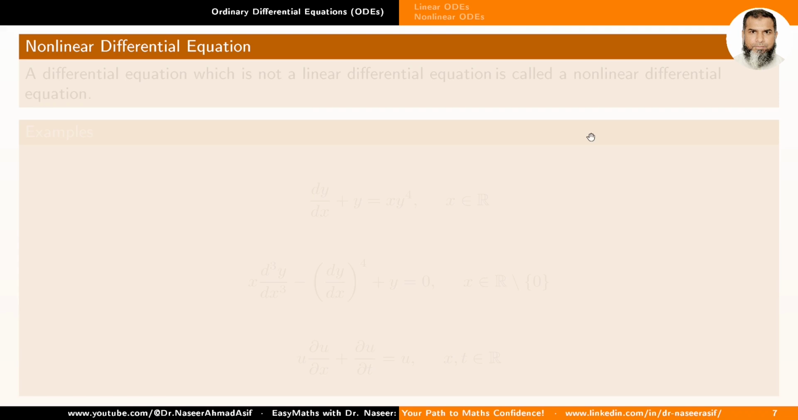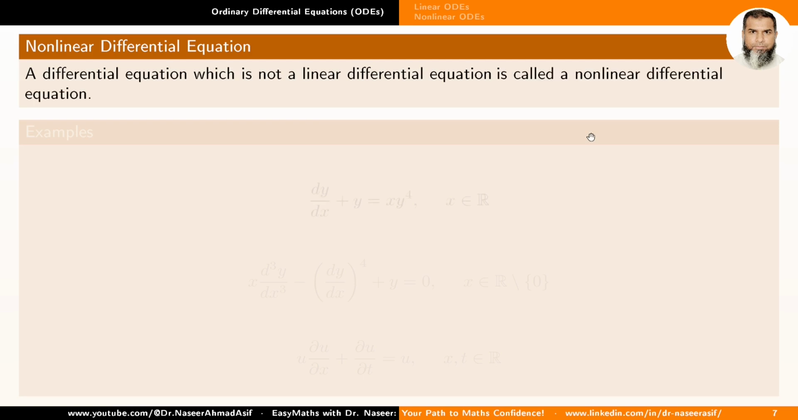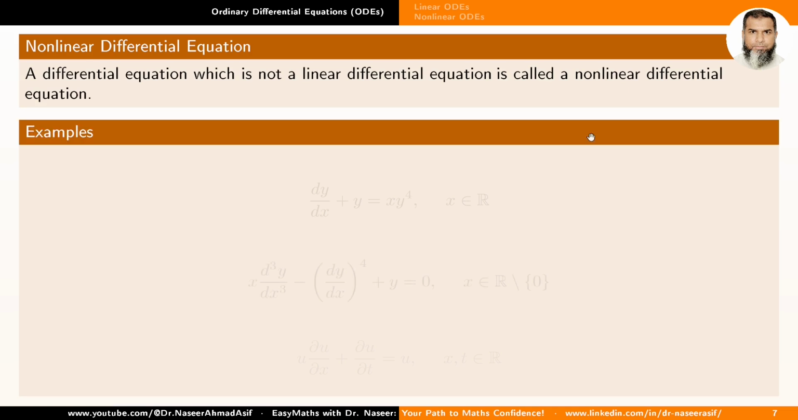Nonlinear differential equation. A differential equation which is not a linear differential equation is called a nonlinear differential equation. See some examples. This is dy by dx plus y is equal to x, y exponent 4. This equation has two variables x and y. x is the independent variable, y is the dependent variable. In this equation you can see dy by dx is a linear term, y is a linear term. However, y exponent 4 is a nonlinear term. So this is a nonlinear differential equation.